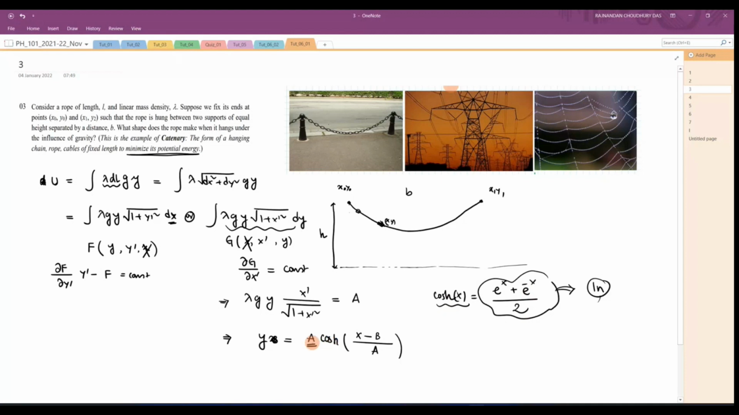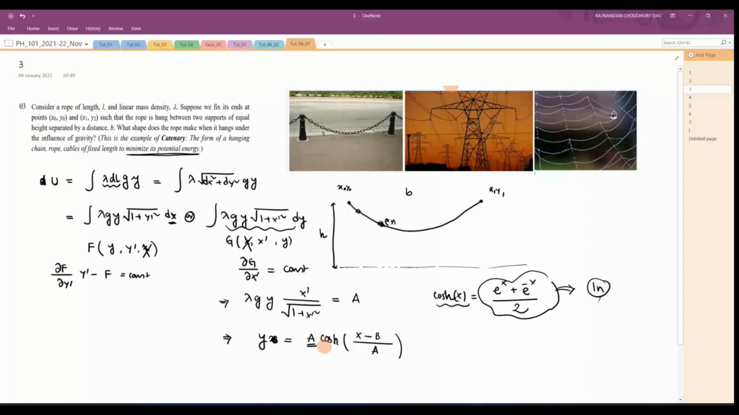Okay, thank you. But I'm not able to find the constant. Yes, I'm coming to that. Now you see this shape. It's a function of cos hyperbolic of x minus b by a.